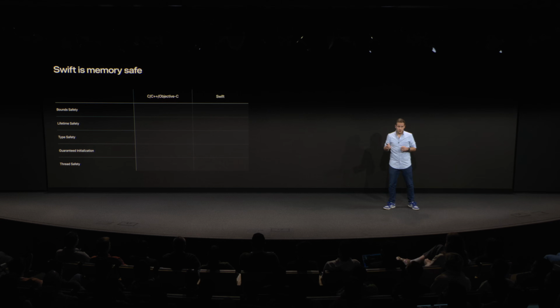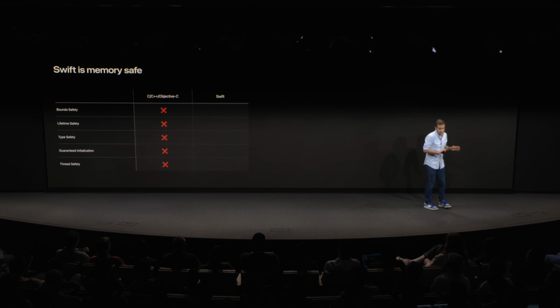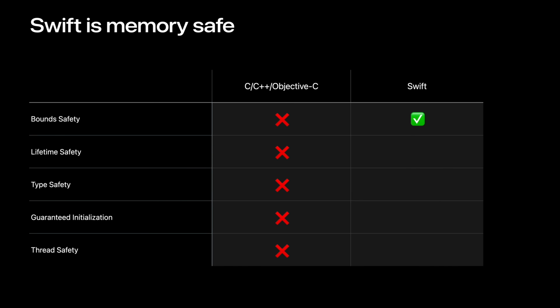Comparing C-based languages and Swift across those 5 axes, the C-based languages offer none of these protections. Whereas Swift provides bound safety through the use of bounds-checked arrays and other Swift standard library abstractions. It provides lifetime safety with automated reference counting and ownership. It guarantees type safety by requiring that casts are checked at runtime. Swift guarantees initialization by requiring you to initialize your variables before they're used. And with Swift concurrency, it provides thread safety by preventing data races.